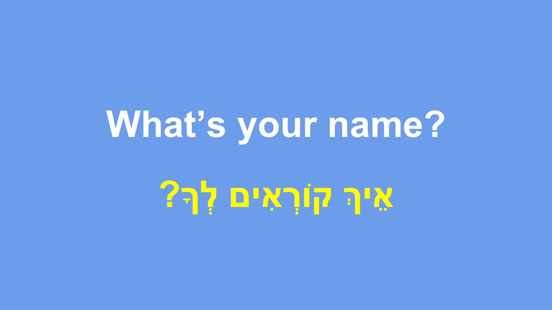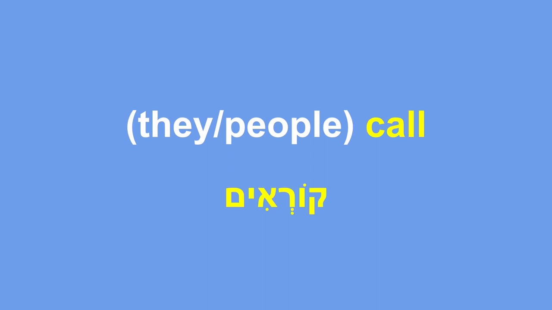And now let's break it down. So ech, we already know, it's how. Kor'im is the conjugation of the verb likro, to call. It's they or people call you without the word they or people being in the sentence. So simply we'll use the conjugation, kor'im.